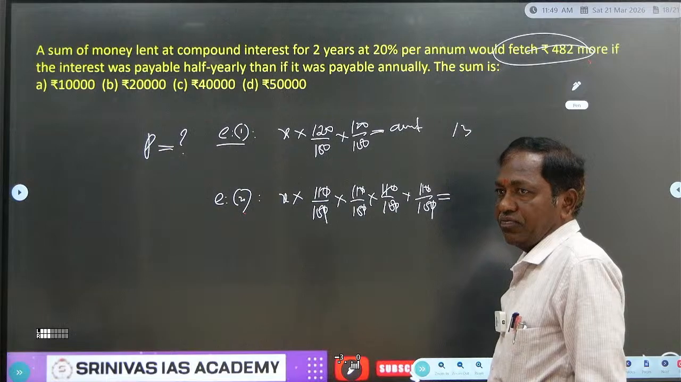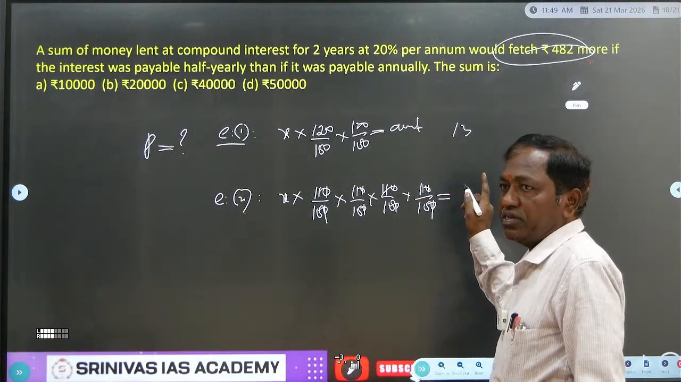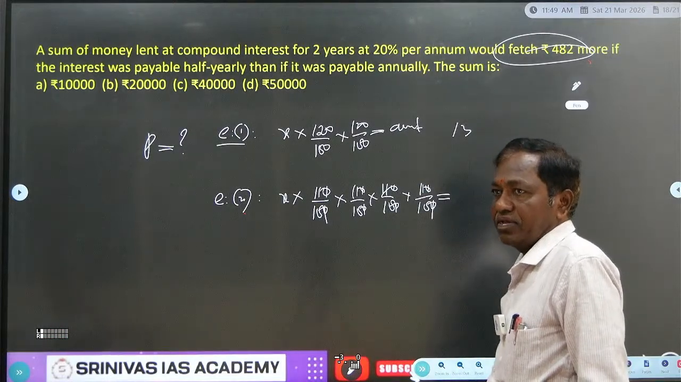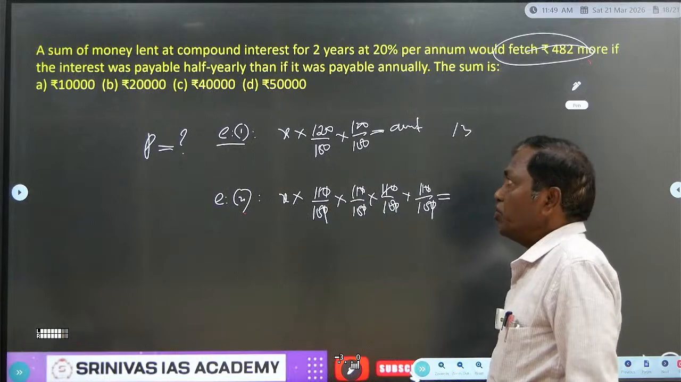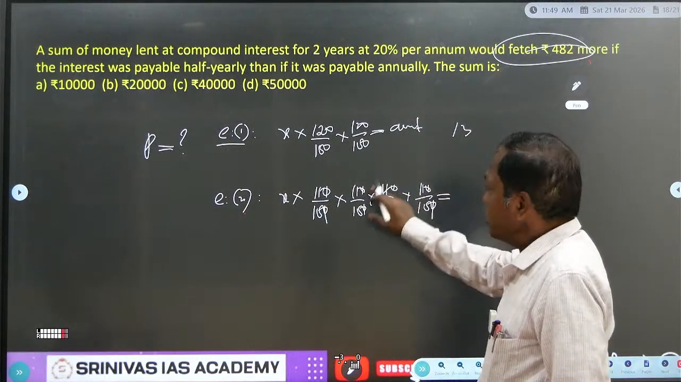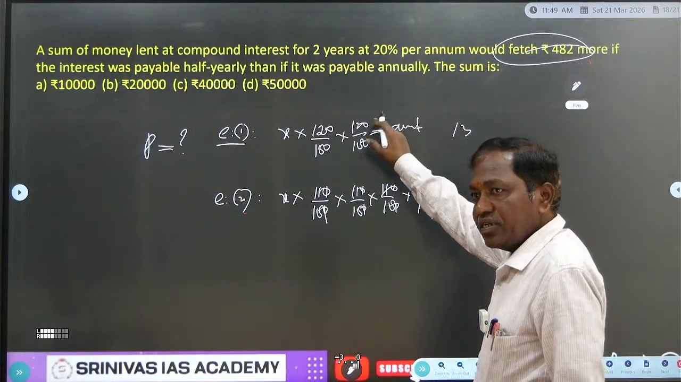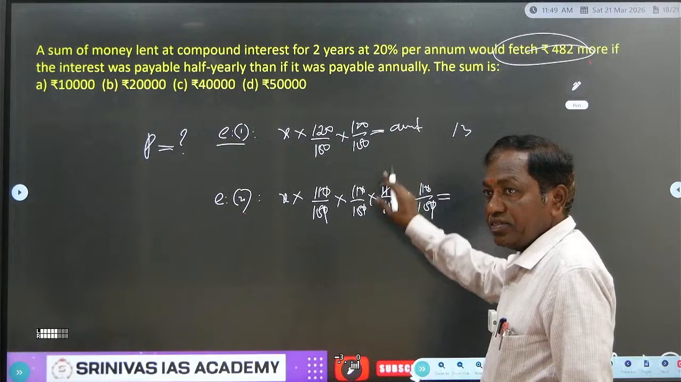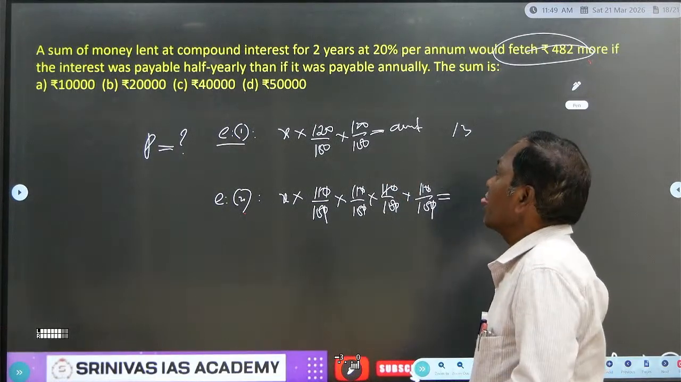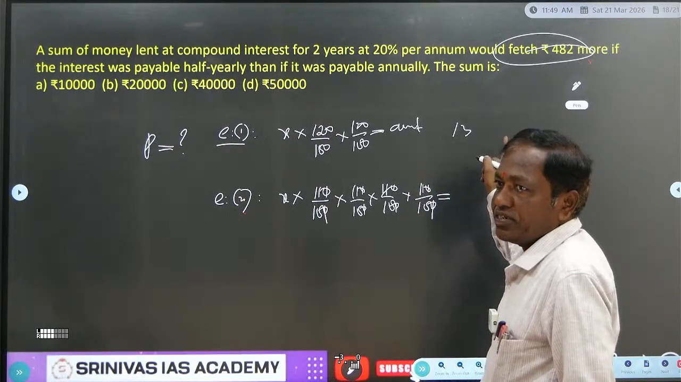Yes, 482 you have to calculate. That is the difference between the two interest amounts. Fetching amount is 482 difference. What is the sum? How do you do it then? First I am doing it for 2 years. This is half yearly base. This is also 2 years. This is compounded annually. This is compounded half yearly. That is, equation 2 minus equation 1 will be 482. The difference between these two equations is 482.